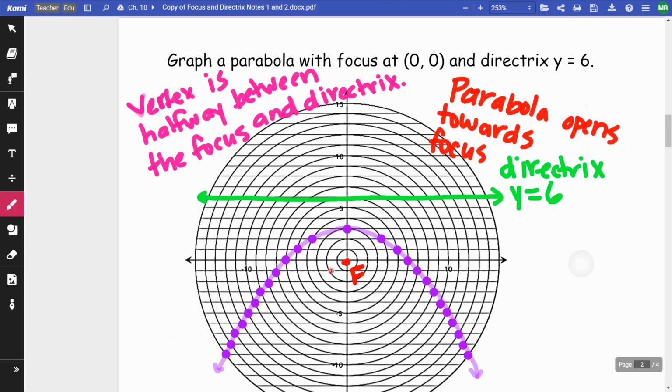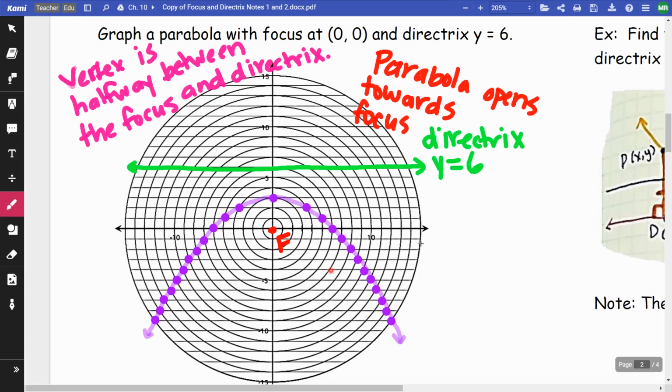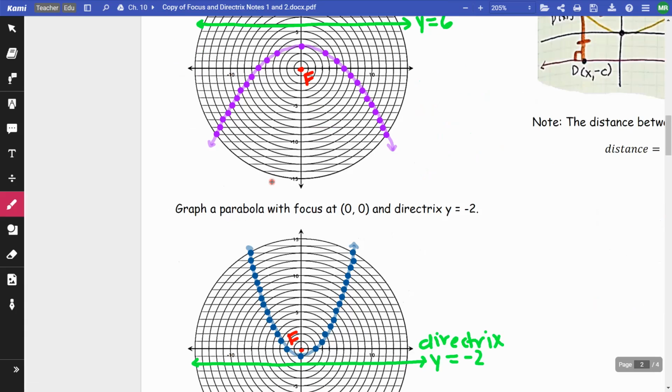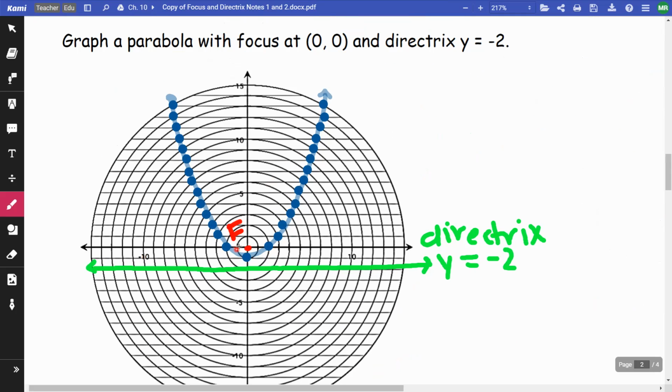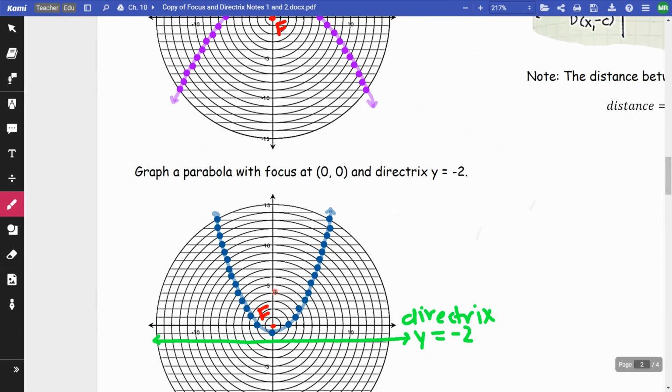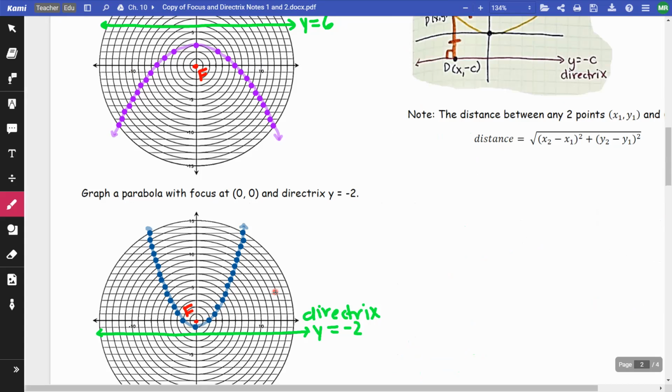Now, something else just to notice, do you see the distance from here to here? The distance from my focus to my directrix here was 6. In this one here, the distance from my focus to my directrix was 2. How does that distance affect your stretch? If your focus and your directrix are further away from each other, how does that affect the stretch of our graph?